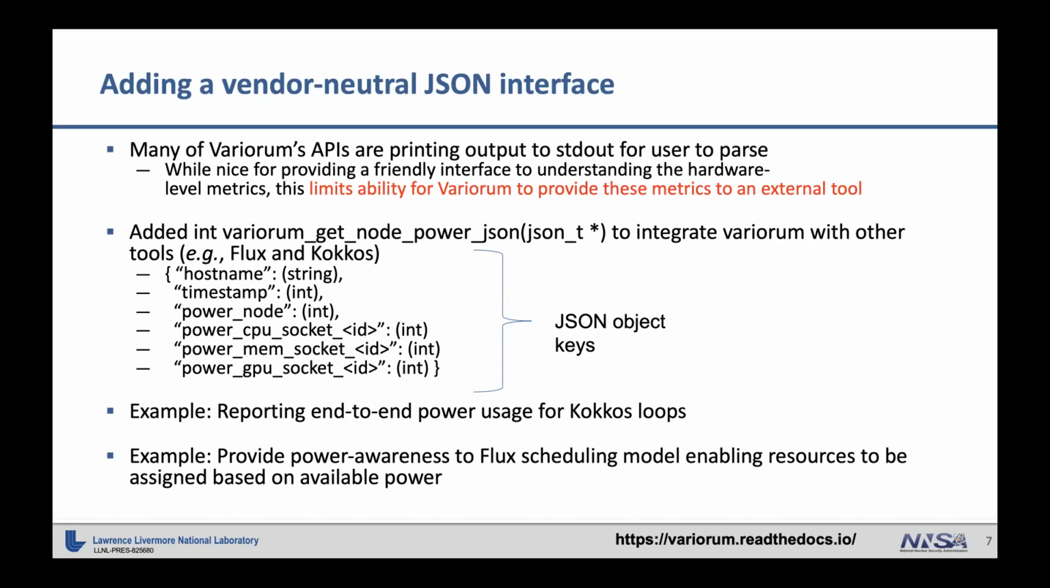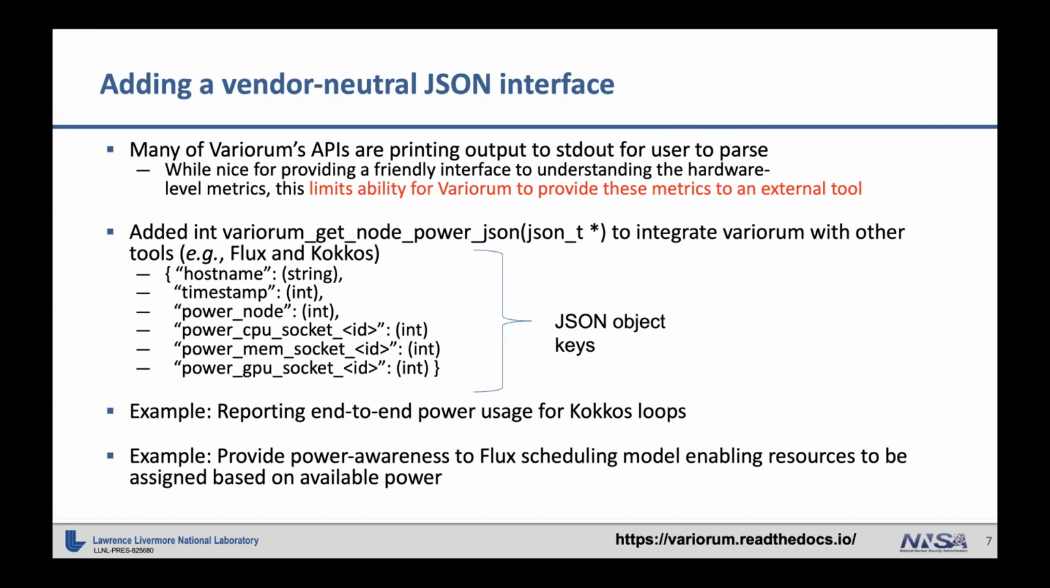tool. So recently we've added this JSON interface that's vendor neutral. And this API here, this Variorum get node power JSON, is one of our first APIs that uses this JSON interface that our tools can integrate into their codes.